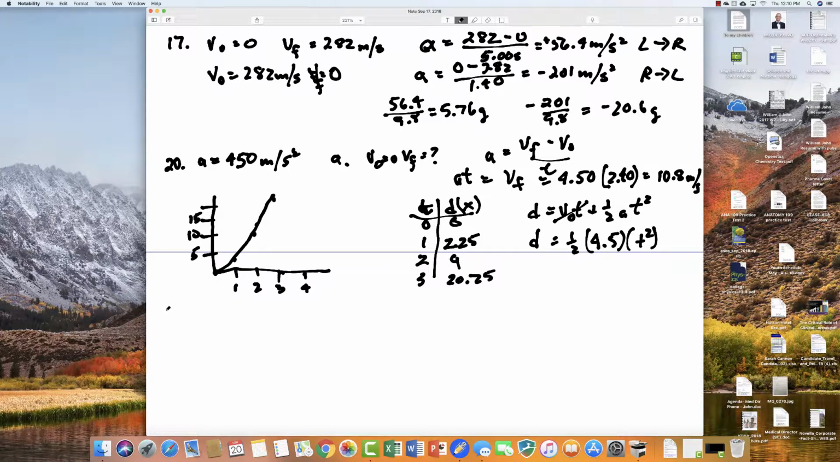If you have constant acceleration, your velocity is increasing, which is why this is curved upward like this when you're looking at the position.